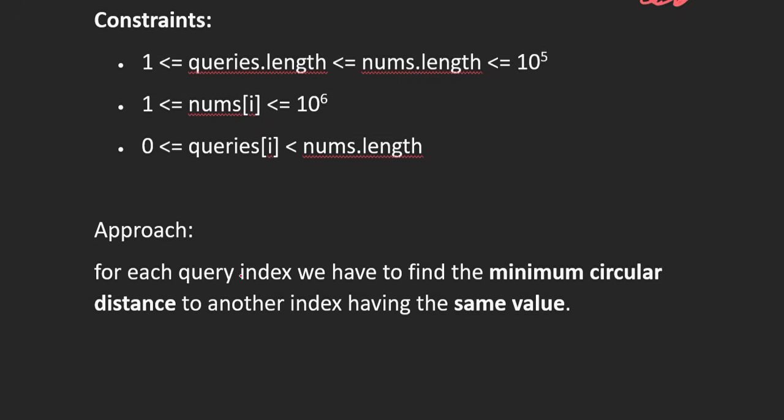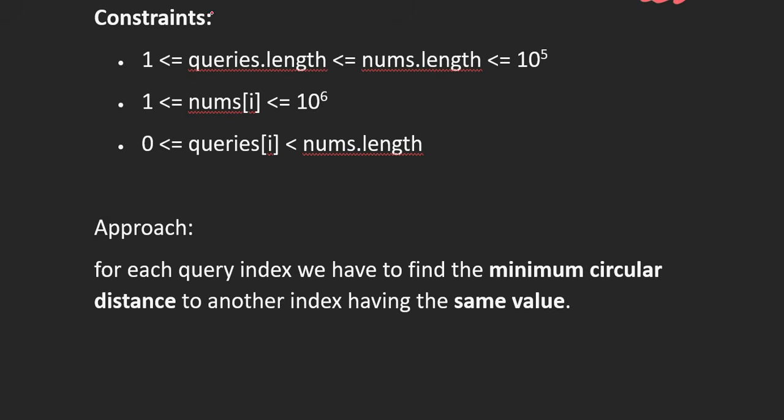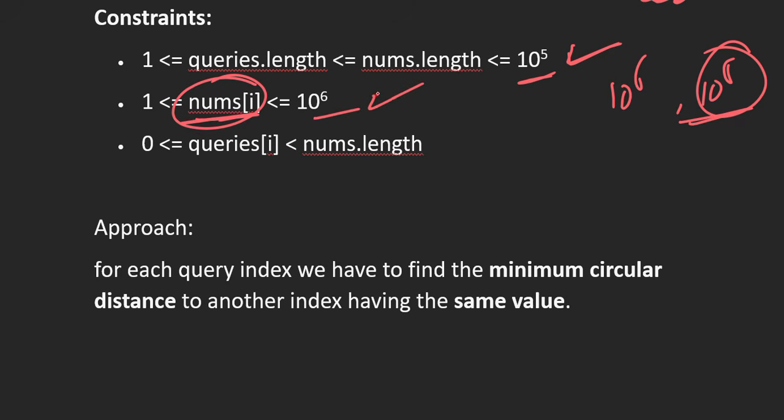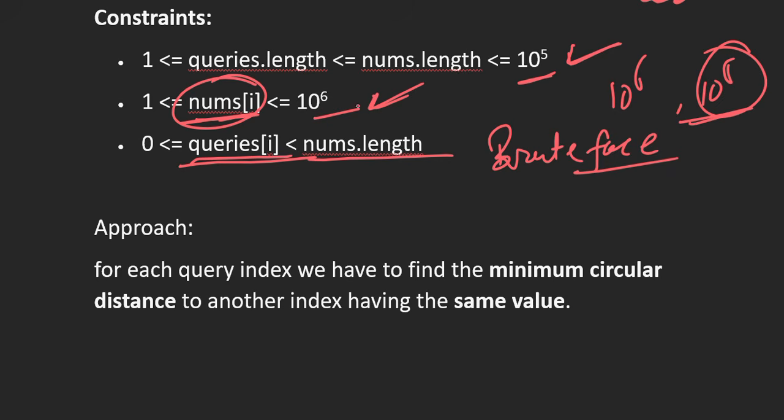So let's see the constraints. In the constraints, the queries length and nums length are given up to 10 to the power 5, right? That means our nums length can be 10 to the power 5 and we can have 10 to the power 5 queries, right? And each element in the nums array can be up to 10 to the power 6, and queries of i can be up to nums.length. So if we think of a brute force approach, yesterday we solved a similar type of question where we just had one query, right?